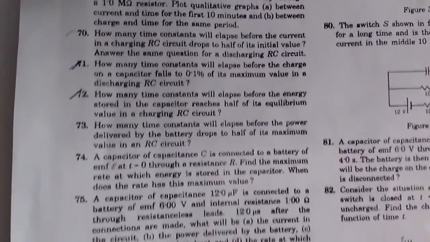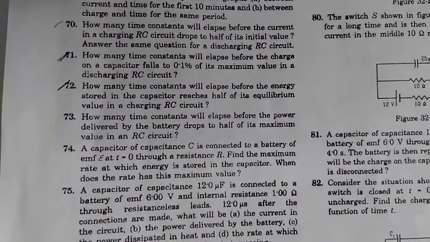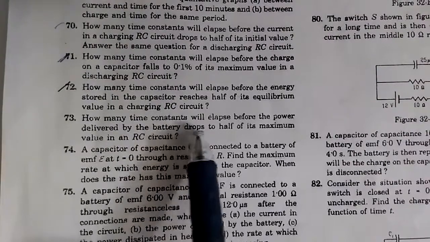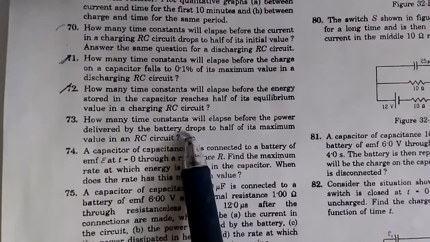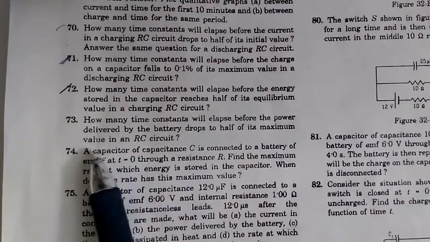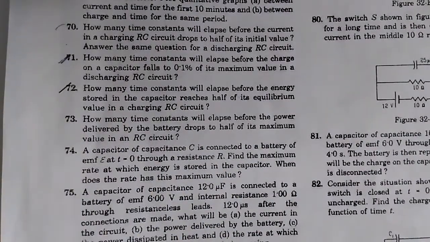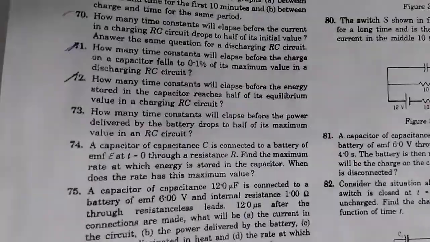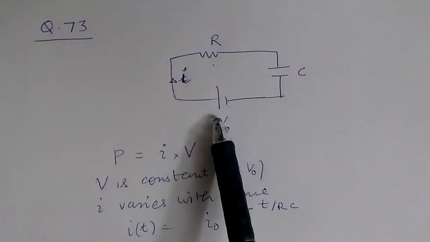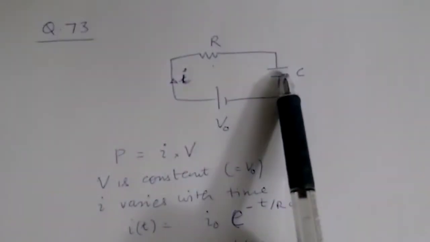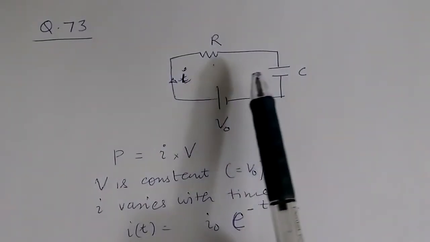Question number 73. How many time constants will elapse before the power delivered by the battery drops to half of its maximum value in an RC circuit? This is an RC circuit. We have a resistance R and a capacitor C.